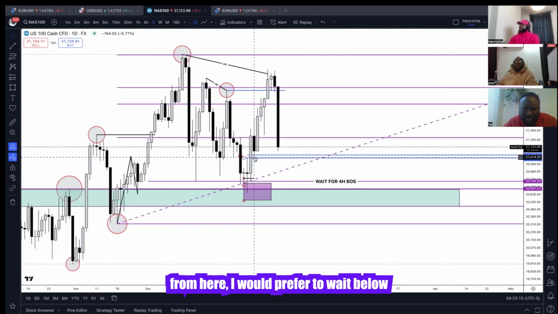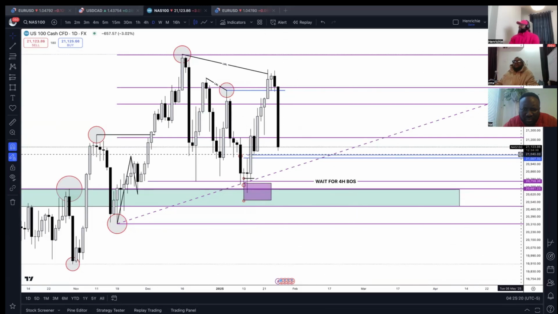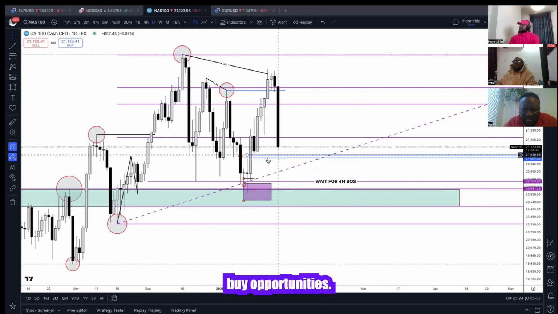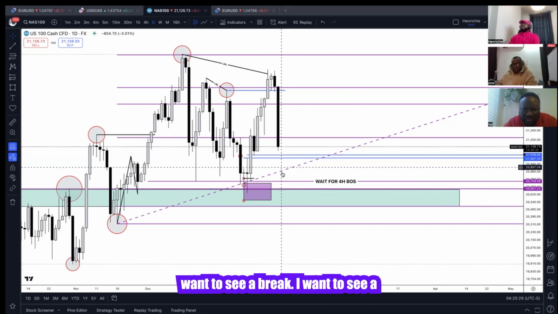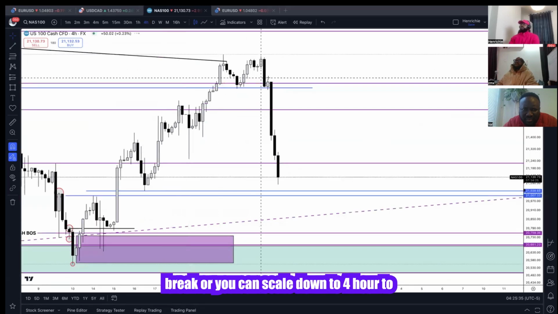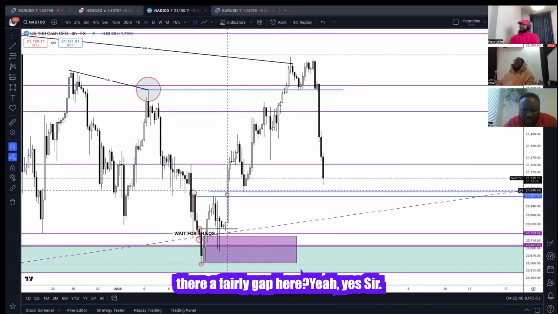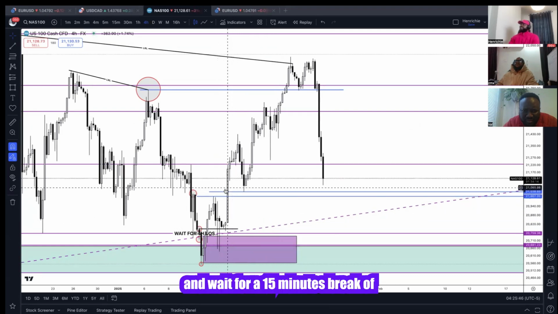So instead of me looking to buy from here, I will prefer to wait below here. The moment price comes below here, I will actively be looking for buy opportunities. I'll wait to see a break on a lower time frame. Now, this is daily; you can wait to see a 30-minute break, or you can scale down to 4 hour to see if there's a fair value gap there. Is there a fair value gap here? Yes, exactly. That means you can wait in here and wait for a 15-minute break of structure.